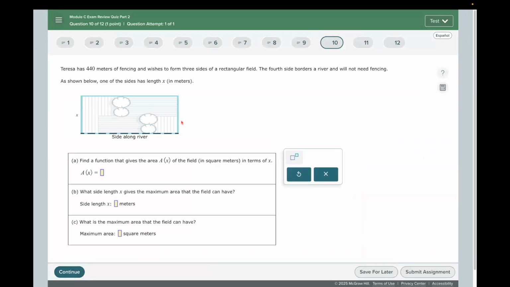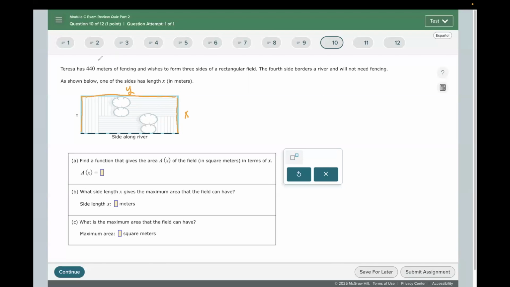All right, this one's saying Teresa has 440 meters of fencing and wishes to form 3 sides of a rectangular field. The fourth side borders a river and will not need fencing. As shown below, one of the sides has length x in meters. Find a function that gives the area, A of x, of the field in square meters in terms of x. All right, so for this one, we know we have x here and the same length x here. So here's x. And then let's call this long side y.